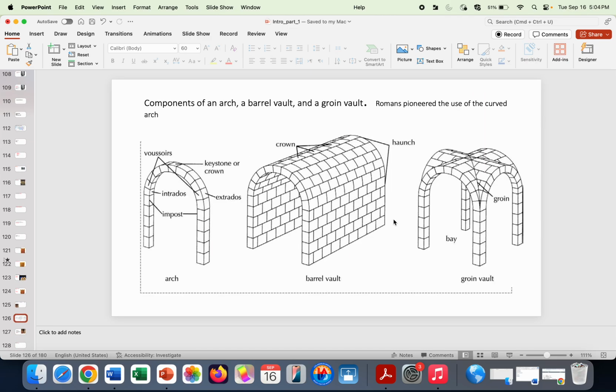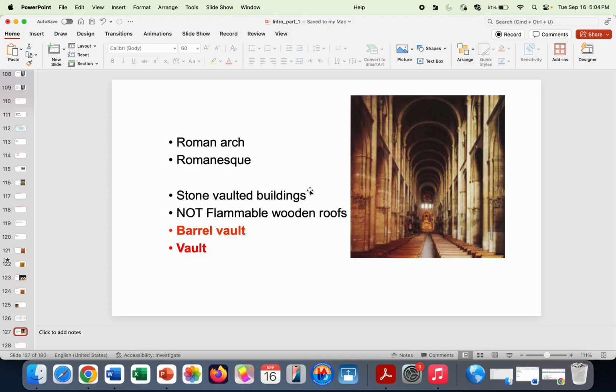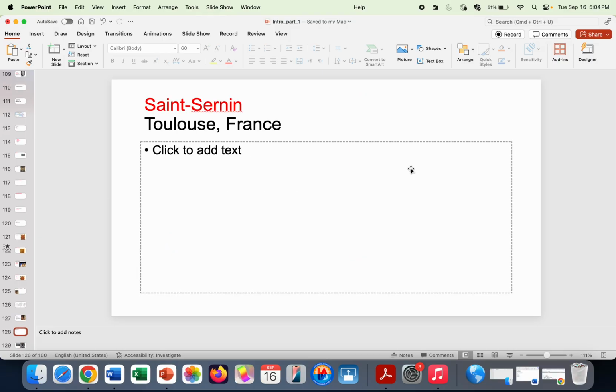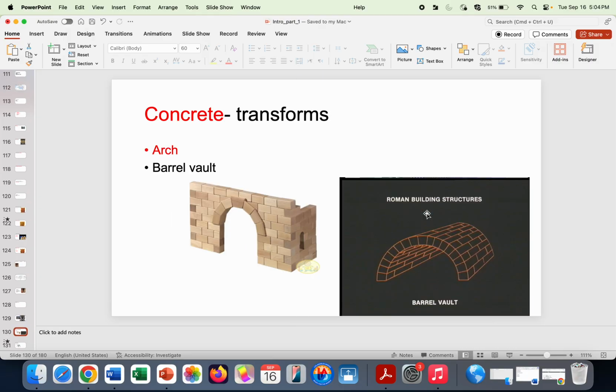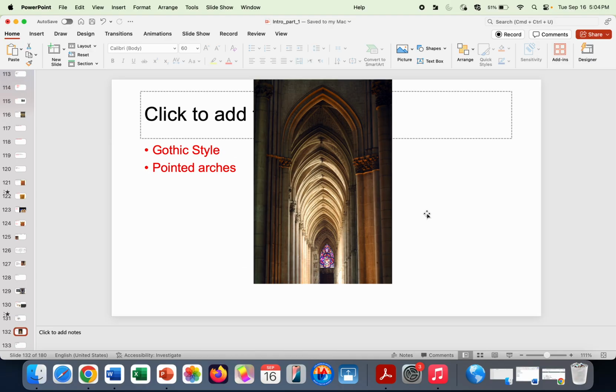We go back to it's Romanesque because it's Roman-ish, back to the arch and the vault, but they're going to make churches this way. This is a barrel vault in a Romanesque church, a Romanish church. It's a famous one there. And that's the Roman arch on the left, and that's the Romanesque church on the right. And again, concrete was the Roman invention of the arch, but with the Gothic, it's going to be pointed.